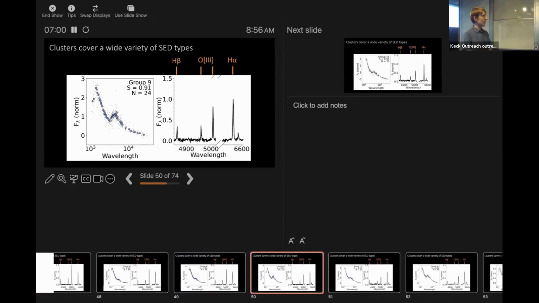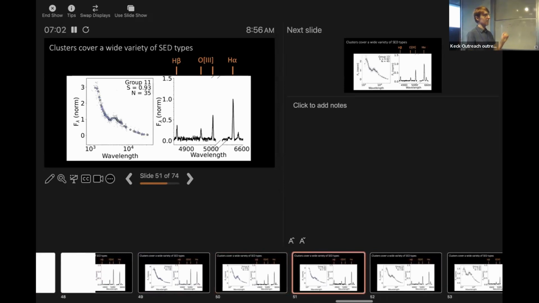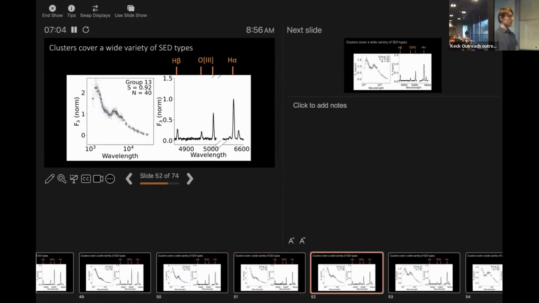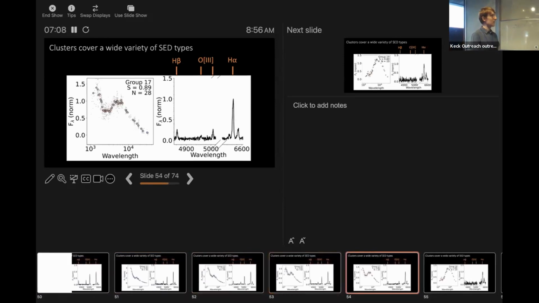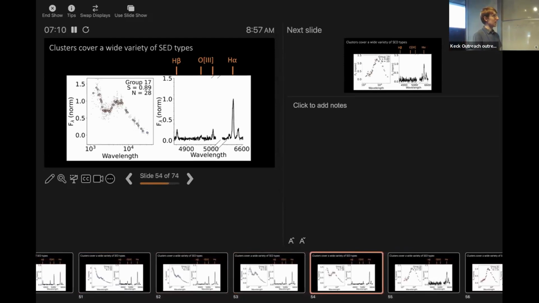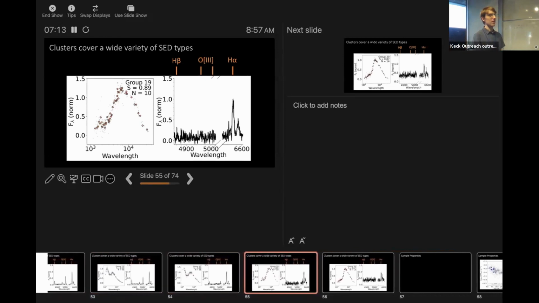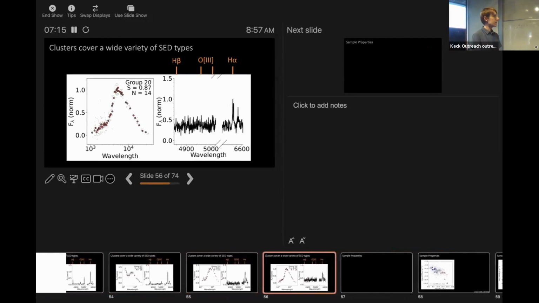And you'll see as we get to the higher mass groups that H beta is going to start to drop, mostly due to dust. You can see a wide range of SED shapes. And especially as we're getting to these higher mass galaxies, H beta is starting to disappear.